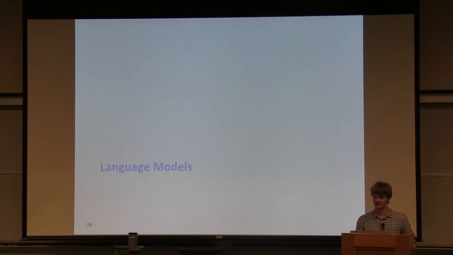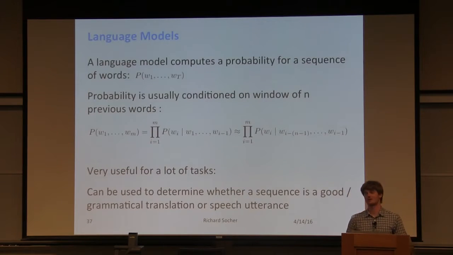So language models are a super useful basic tool in natural language processing, and it turns out can be improved significantly with deep learning as well. On a very high level, all a language model does is compute a probability for a sequence of words. Fairly straightforward. So let's say I just want to know how likely this sequence is in the English language, for instance.